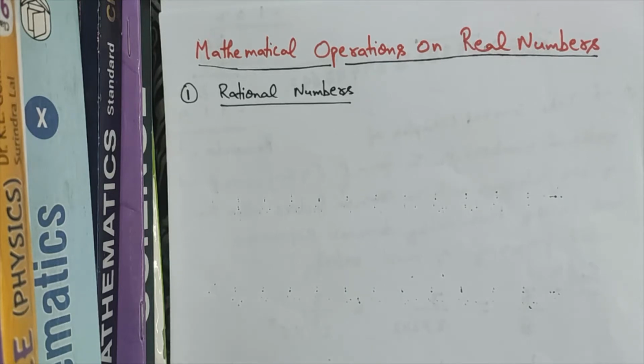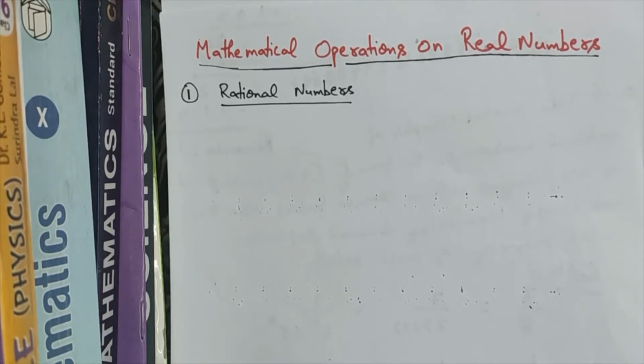One thing you have to note here is that if a rational number is divided by a rational number, the second rational number should not be 0. If the other rational number is 0, then in that case the answer will be not defined, so it will not be closed under division.